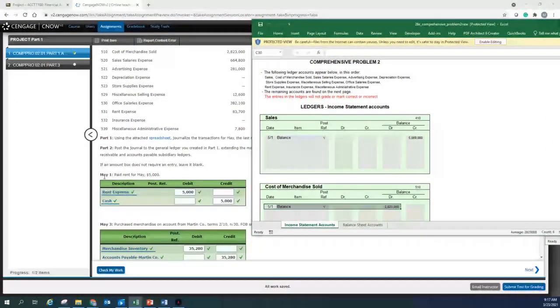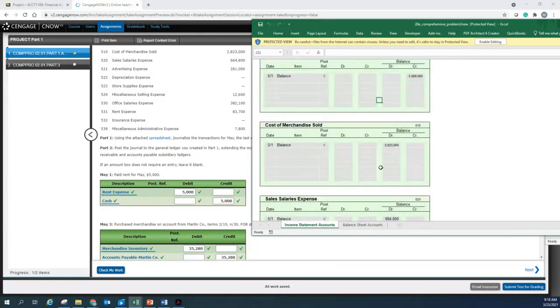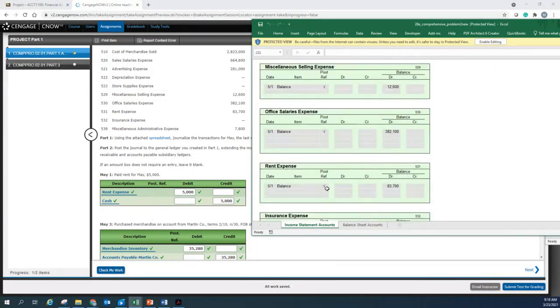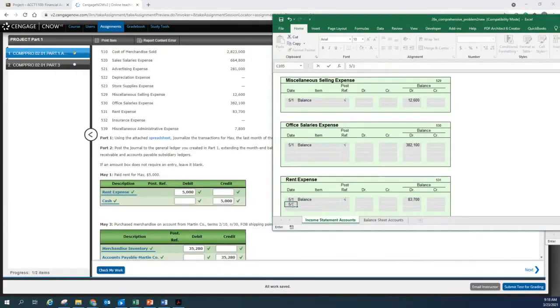Well, let's go back to the journal, and we see the journal entry here. Rent expense, debit of 5,000. You're going to post it to the ledger. Rent expense, let's find rent expense right here. It has a beginning balance of 83,700. I have to click enable edit, put in the date, and then it's supposed to be a description here, but you don't have to put the description.